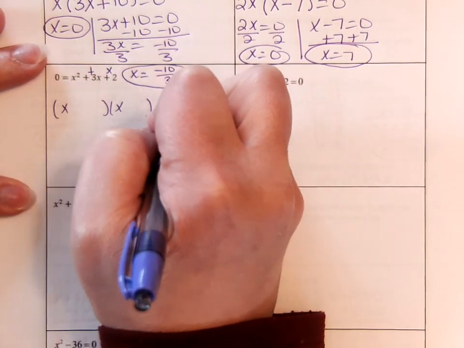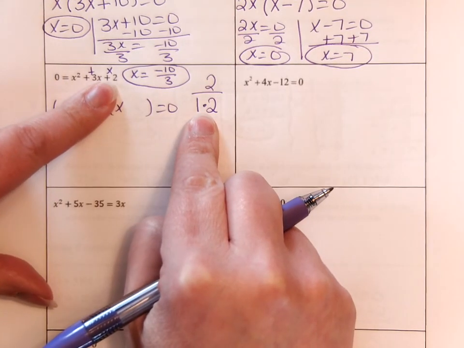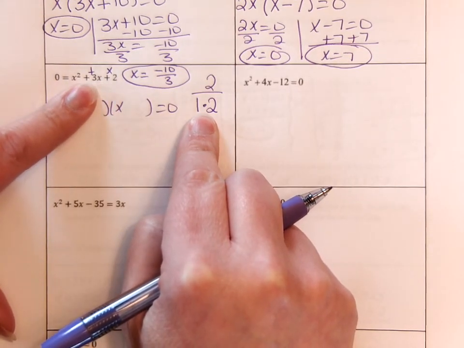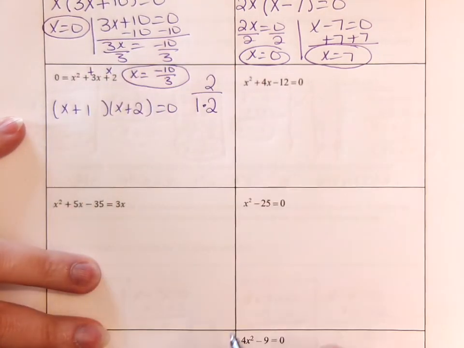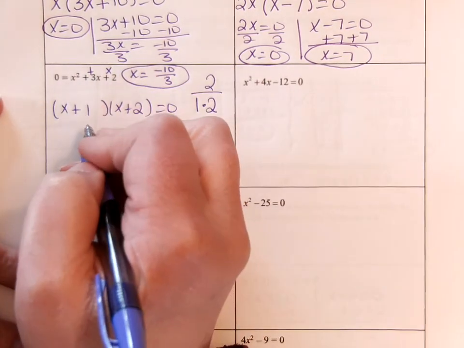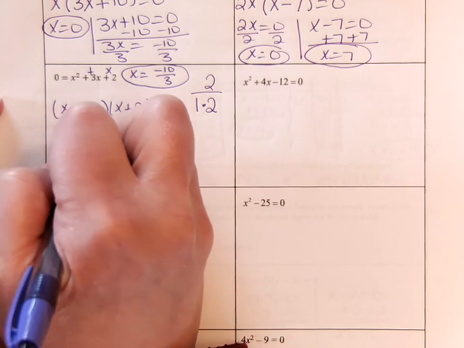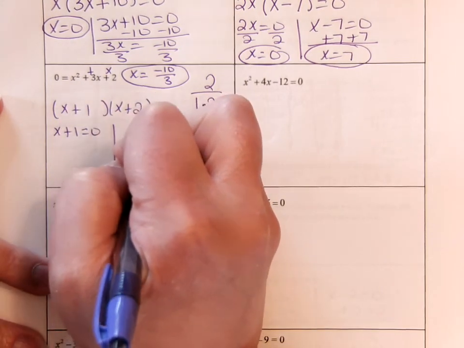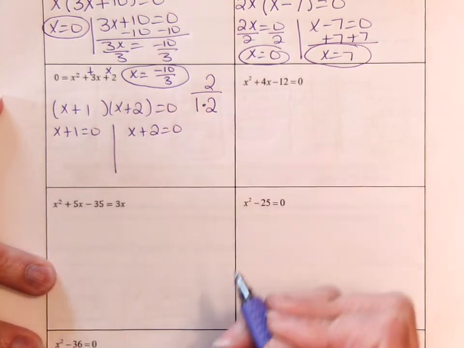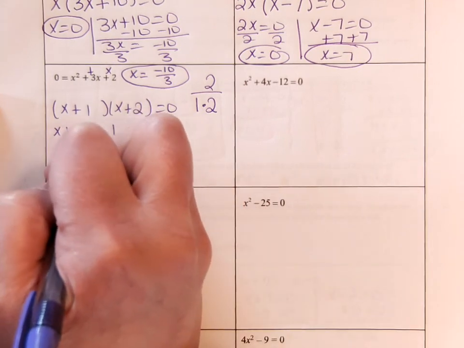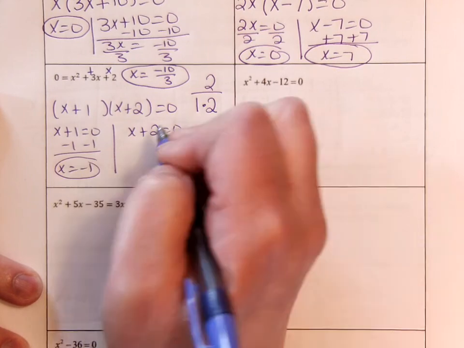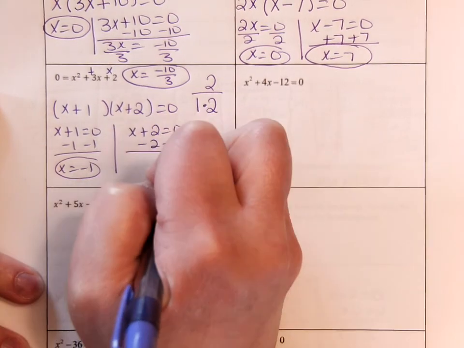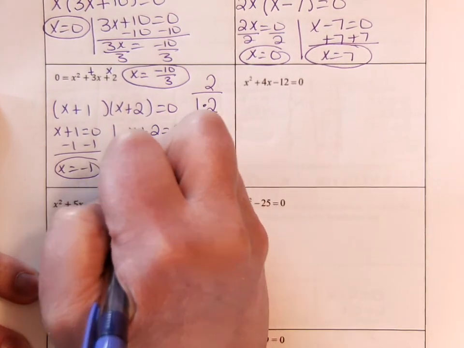And in order to multiply to a positive 2 and add to a positive 3, both 1 and 2 need to be positive. And then we can do our t-bar. So x plus 1 equals 0, x plus 2 equals 0. And then solve. So we minus 1, and x equals negative 1, and minus 2, so x equals negative 2.